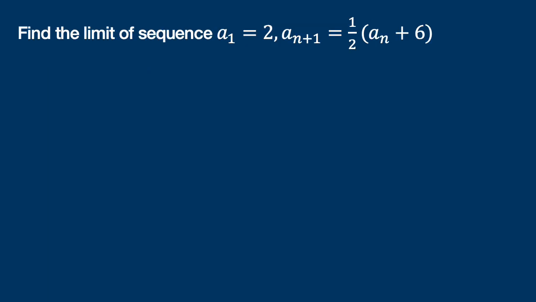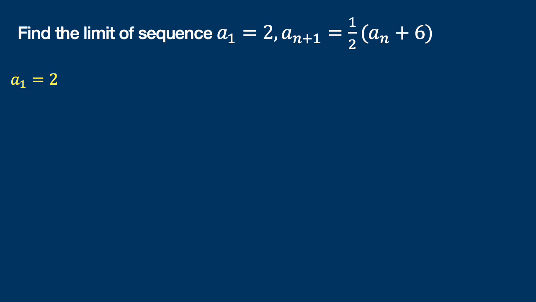Let's have an example of the monotone convergence theorem. We want to find the limit of a sequence where a1 is 2, a_{n+1} is 1 over 2 times (a_n plus 6). They don't show the general term of the sequence, okay? So let's use the monotone convergence theorem. What do you have to check? The sequence is bounded, and the sequence is increasing or decreasing.